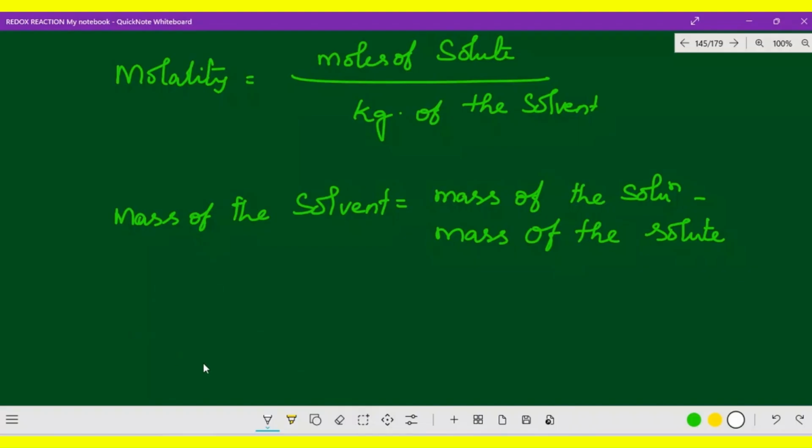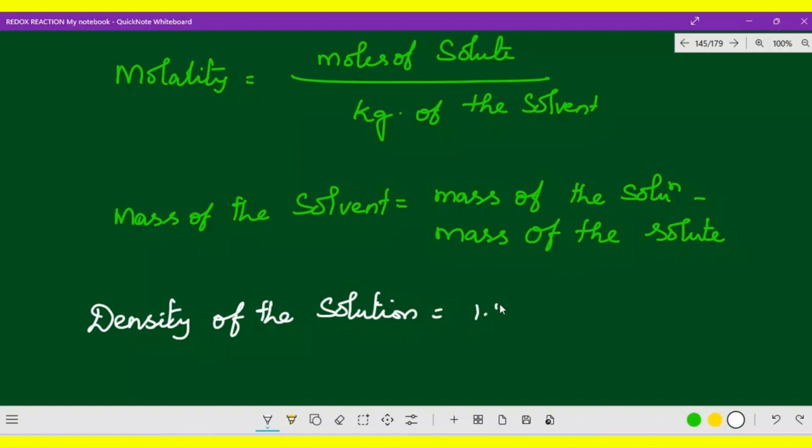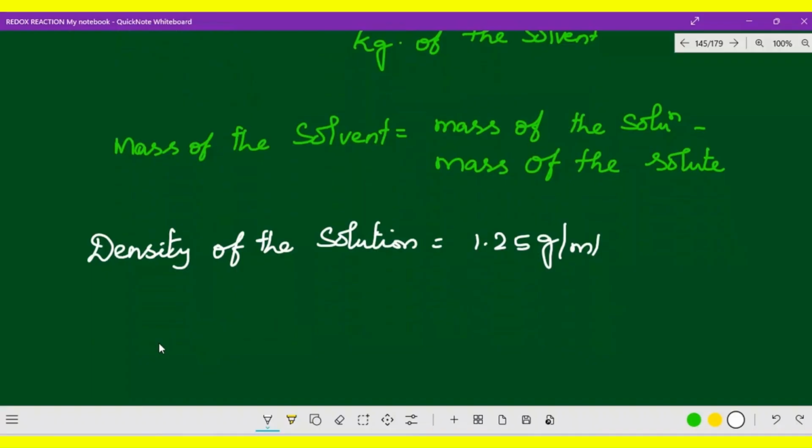Now, density of the solution. What is the density of the solution in this question? Density of the solution equals 1.25 gram per mL. So here we convert to get the mass of the solution. Density D equals mass by volume.